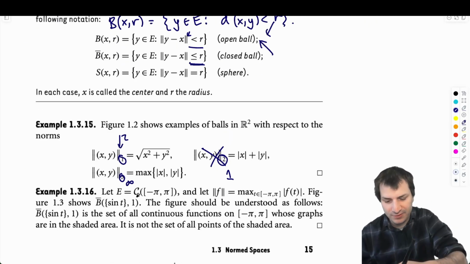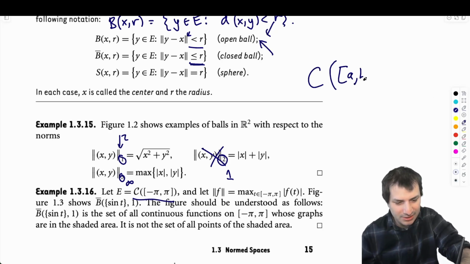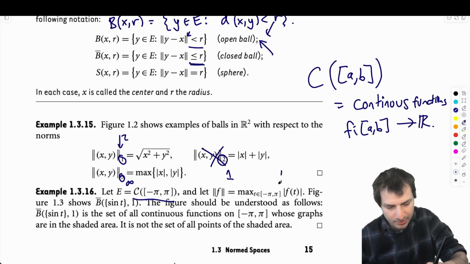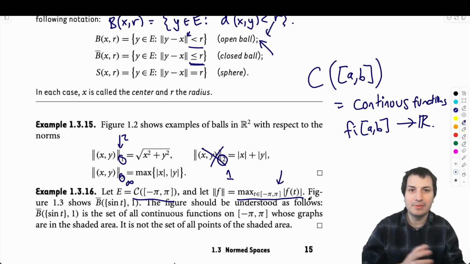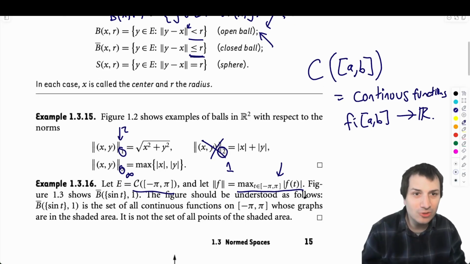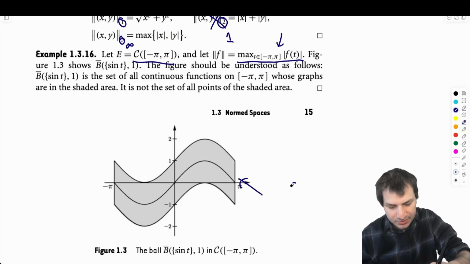And our favorite space of functions is the space of continuous functions. As a reminder, C of [a, b] is the set of continuous functions f from [a, b] to R. And we have a bunch of norms on it. One of them, the most common one, is the max norm, the maximum value taken in some interval. And if you have this max norm, you can draw a ball around a point. What does it look like? There's a picture in the textbook. Here it is. This is the ball centered at the function sine of t.